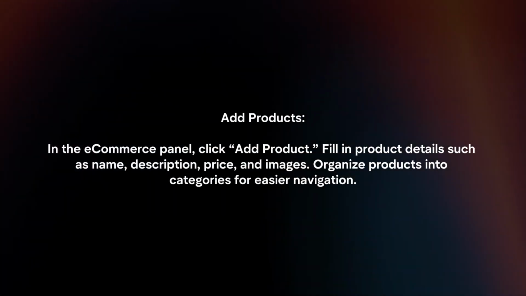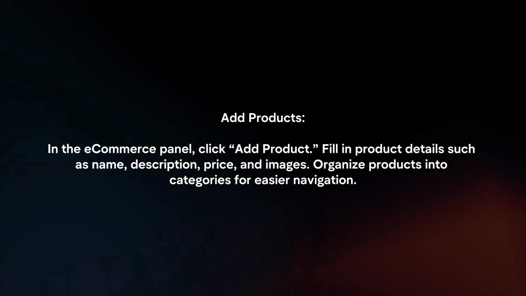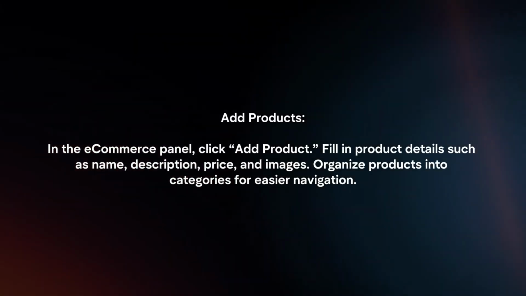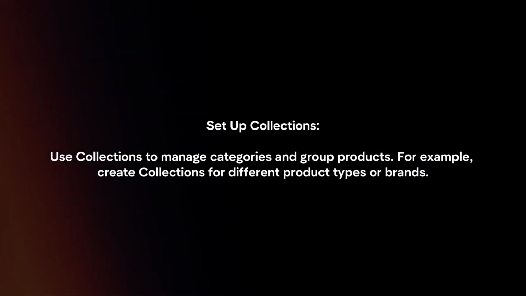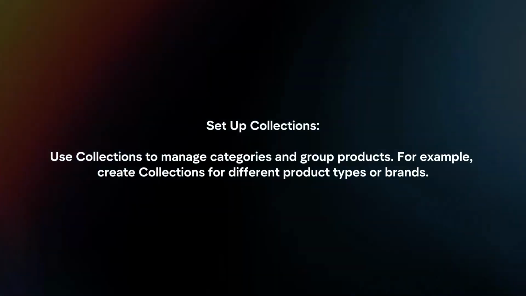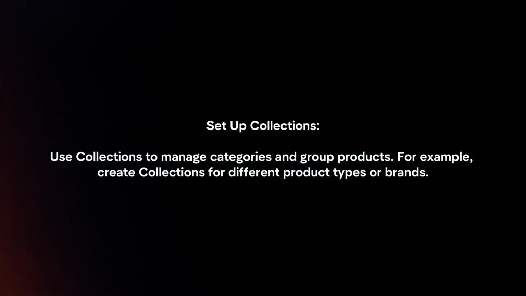Add products. In the e-commerce panel, click Add Product. Fill in product details such as name, description, price, and images. Organize products into categories for easier navigation. Set up collections. Use collections to manage categories and group products. For example, create collections for different product types or brands.